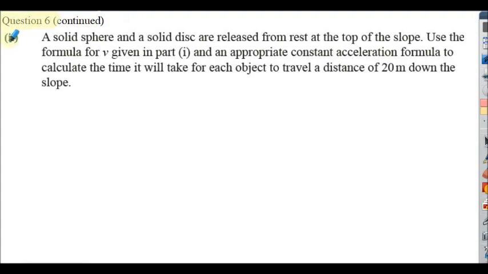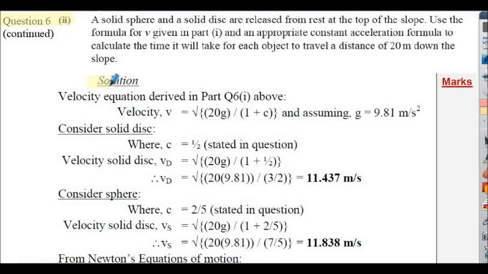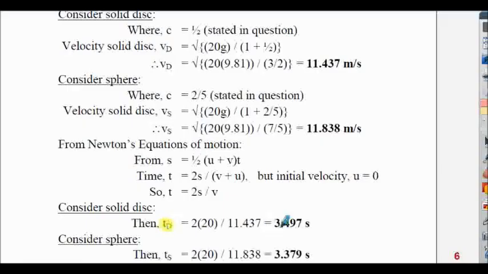Question 6, part 2. Let me read the question at your own pace. Notice we have to use the expression for v in part 1 here. Question 6, part 2. Here's your solution. Again, let you review this at your own pace. Essentially, we have to calculate the time it takes for the objects to travel a distance of 20 meters down the incline. Here's the time for the solid disk, time for the sphere.